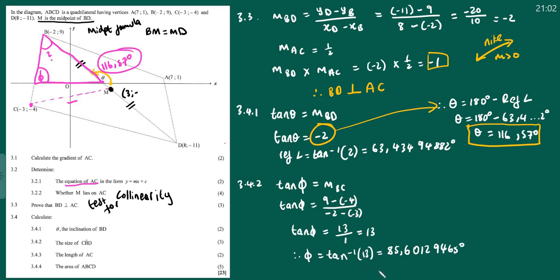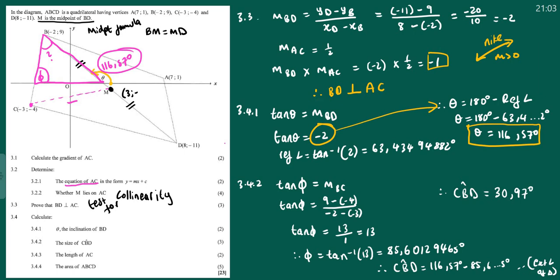60.129.465 degrees. So that means CBD, right? CBD will be equal to 116.57 degrees minus that 85.6 until 5 degrees. Say exterior angle of a what? Of a triangle. So therefore CBD will be equal to 30.97 degrees.